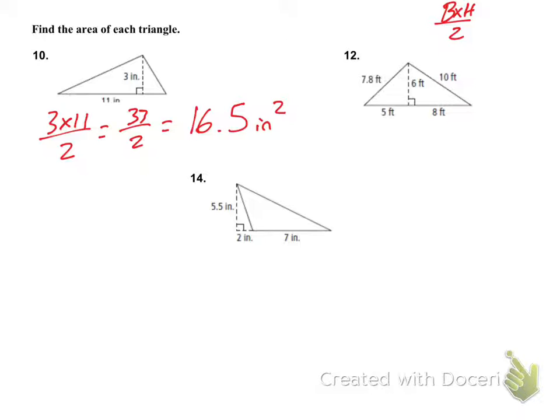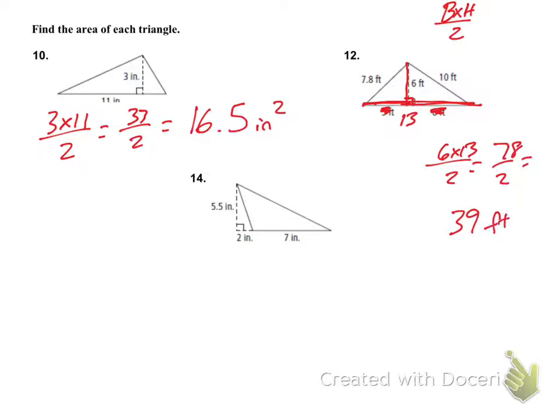All right, for here, I have the height right there because I know that because of this 90 degree sign. But if this is 5 and this is 8, I need to add these 2 together. So that means that this whole length right here is going to be 13. So I'm going to do 6 times 13 over 2. 6 times 13, so that would be 60 plus 18 would be 78 divided by 2. And then that's going to give me 39 feet squared.